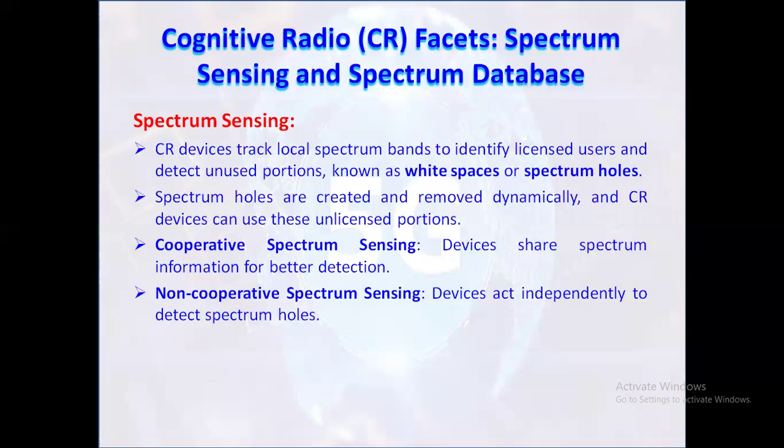Spectrum sensing can be performed in two ways: cooperative spectrum sensing and non-cooperative spectrum sensing. In cooperative spectrum sensing, multiple CRs, cognitive radios, share their spectrum data and help each other detect spectrum holes more effectively, improving the accuracy of the sensing process. On the other hand, in non-cooperative spectrum sensing, each CR device operates independently and makes its own decisions about spectrum availability based on its own local observations.